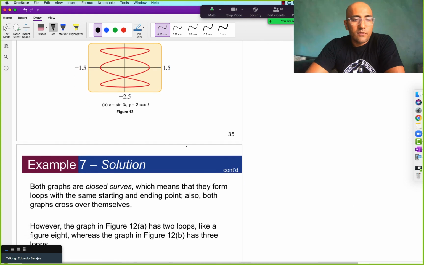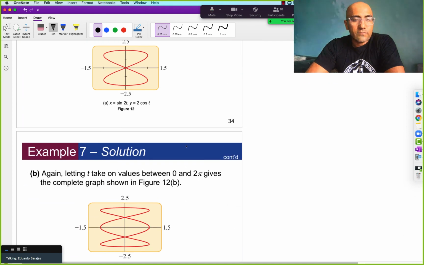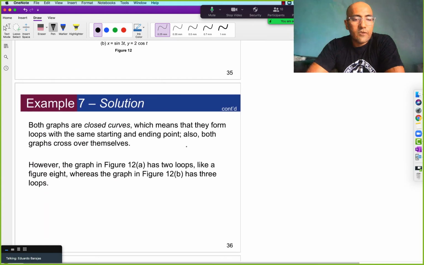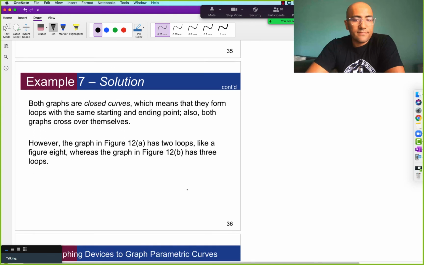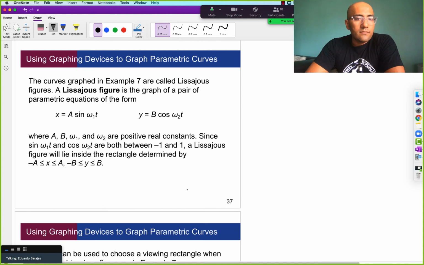Good. Both graphs are closed curves, which means that they form loops with the same starting point and ending point. Also, both graphs cross over themselves. Right? So these are similarities between the two. However, the graph in 12a has 2 loops like a figure 8, whereas the graph in 12b has 3 loops. Okay, well, there you go. The first graph and example are called, I don't know how to pronounce that, Lissajous figures. And the graph of a pair of parametric equations of this form. So anything that fits this form will give you that same sort of figure.